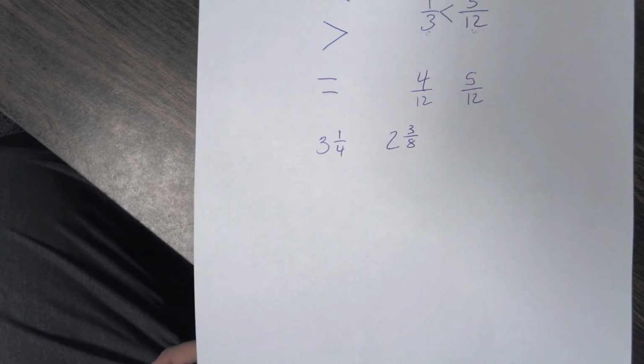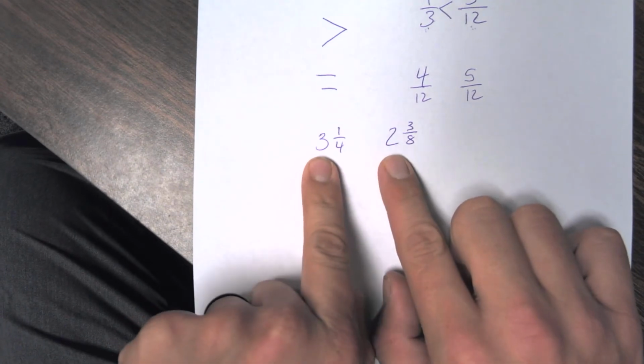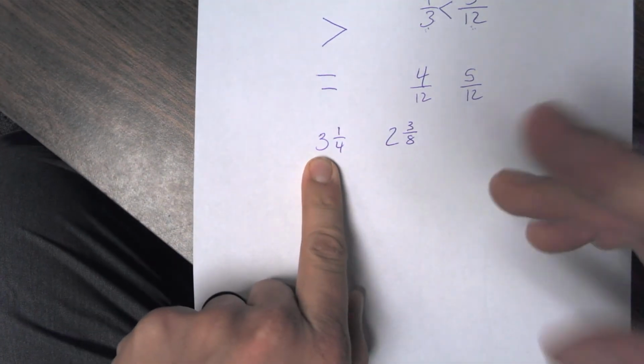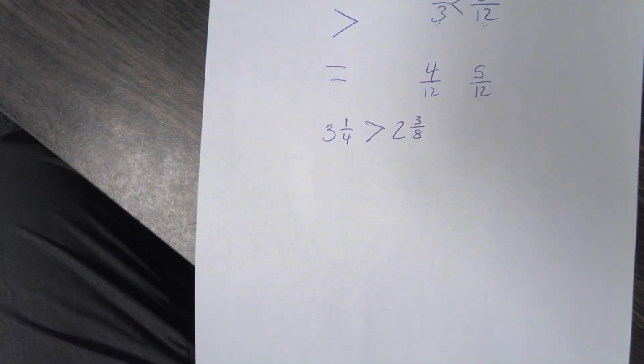Look at the big number. Thank you. Look at the whole numbers. Isn't 3 bigger than 2? So automatically, before you even do any work, we know that 3 1/4 is greater than 2 3/8. I got everybody yesterday, so don't worry.